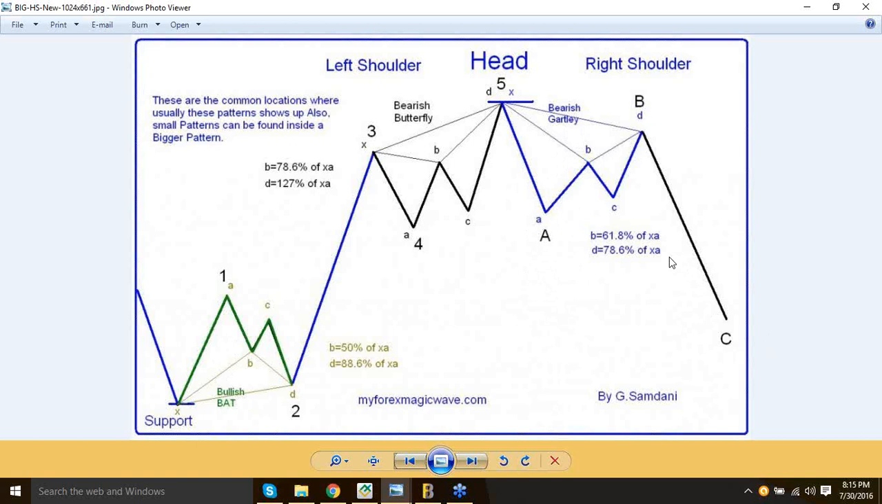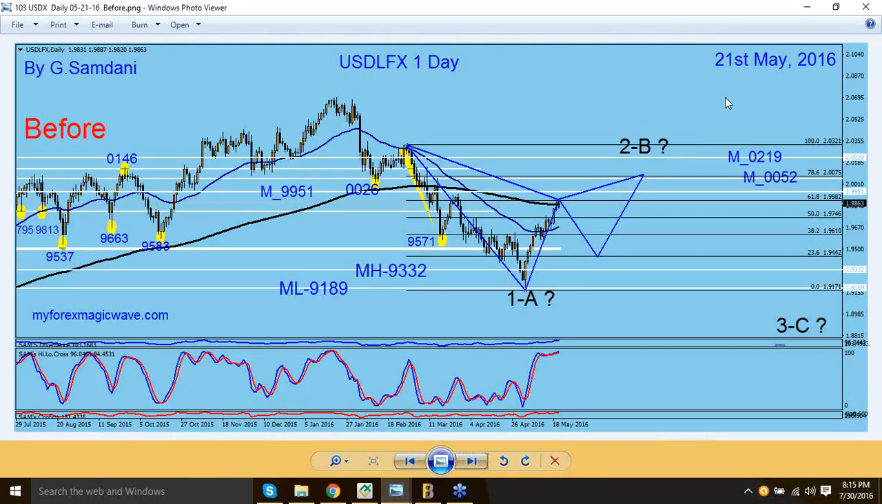And this diagram, all of my subscribers have, and I have been teaching this for years and years. So let's see what happened now in USDX. This is the chart I made on 21st and sent out to my subscribers and explained in the webinar. These horizontal lines are SNR levels mentioned by these numbers, and taken from higher time frame.